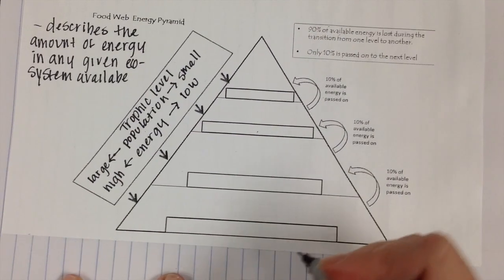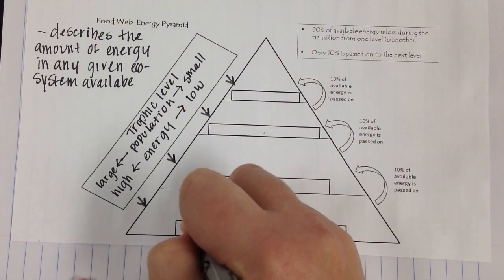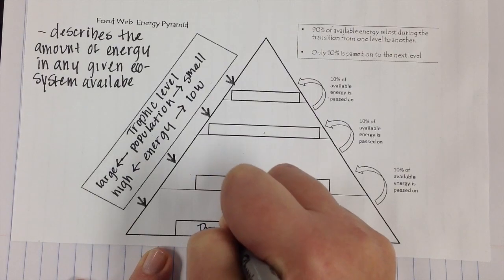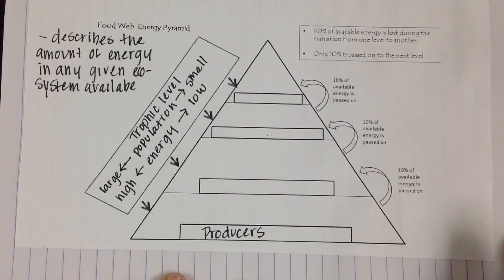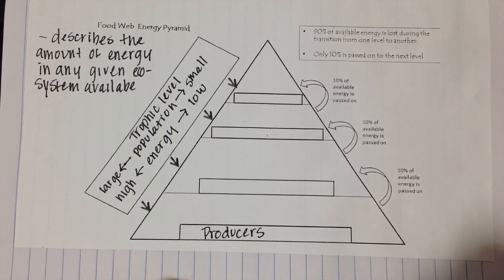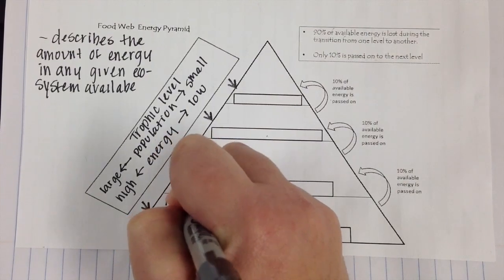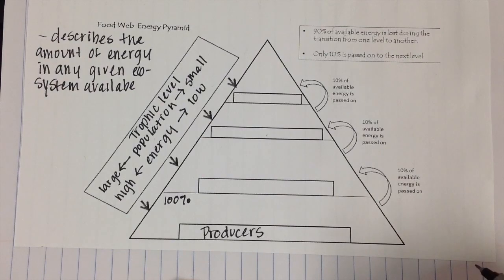Okay, so remember, down here we have our producers. These are our plants, our vegetables. These are the things we can find in the produce section at the grocery store. They have 100% of the energy from the sun because they make their own energy. From the radiant energy, they transform that into chemical energy, which is glucose.